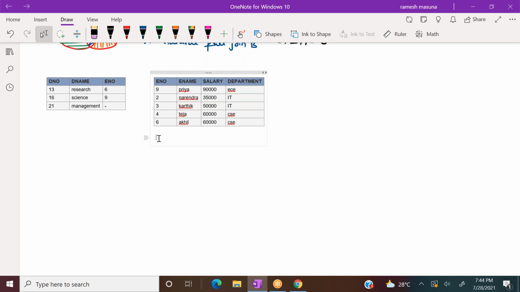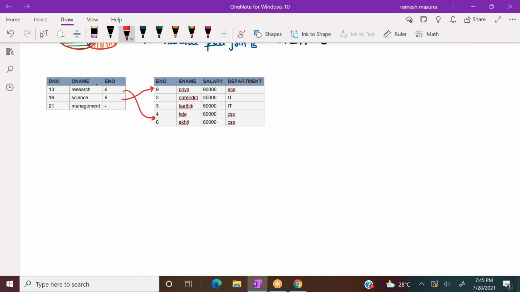I think it is visible to you. Chalo, let me write what are the matching records. Look, 6 is matching with 6, this record, and 9 is matching with 9, this record. Remaining all are non-matching rows now. If you perform a natural join between these two, how many rows are possible?